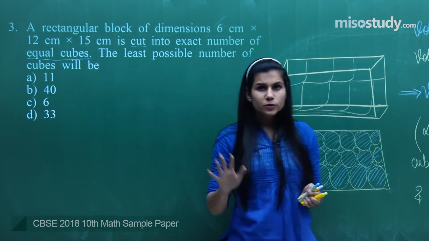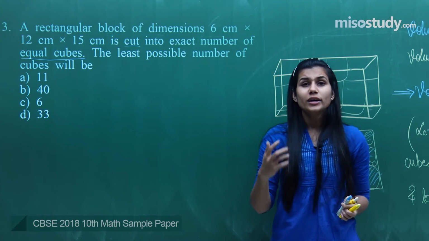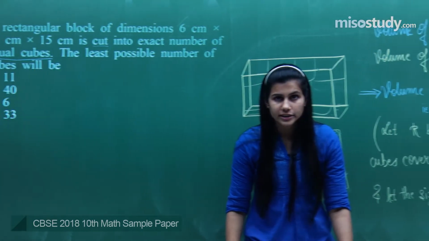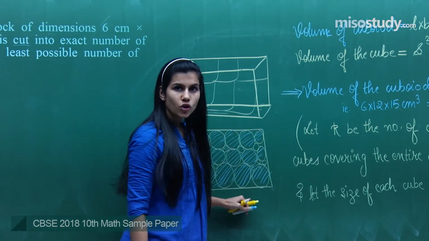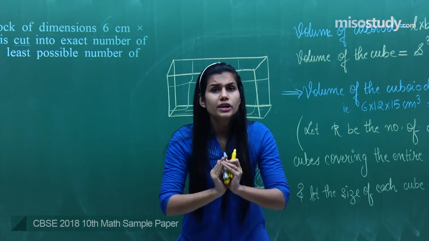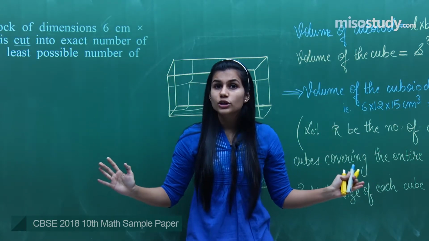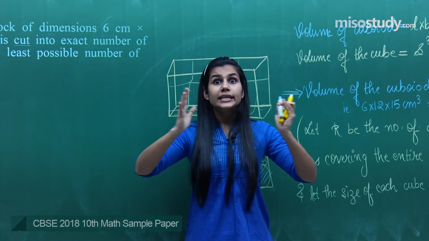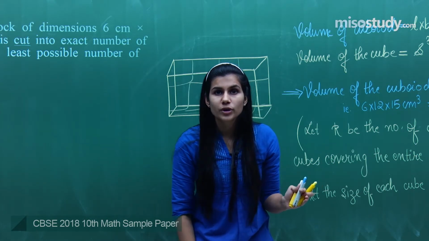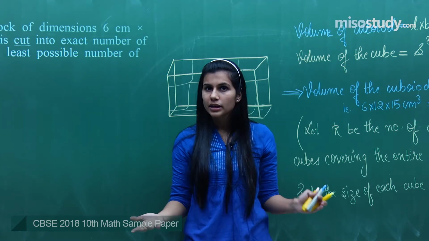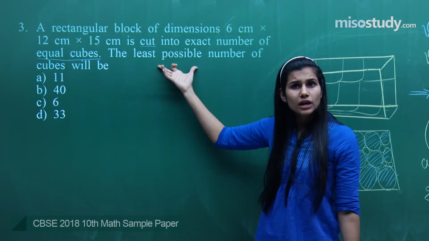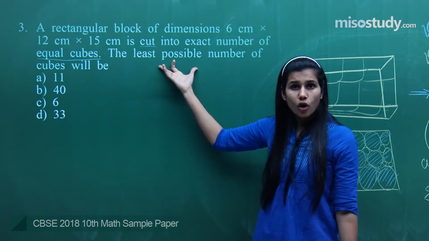Now, there are cubes which are covering my cuboid. What is the least number of cubes which will be required to cover the cuboid? Again, recall the balloon concept. If you take small sized balloons, you will require so many of them to cover the room. But if you increase the size of the balloon, the lesser number of balloons will be needed to cover the same room.